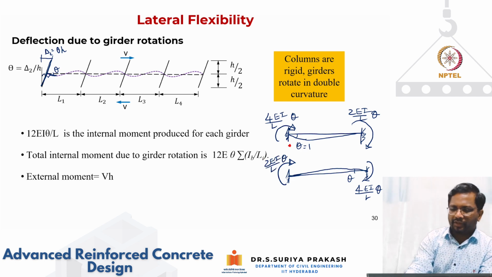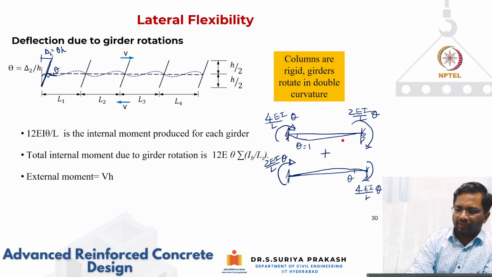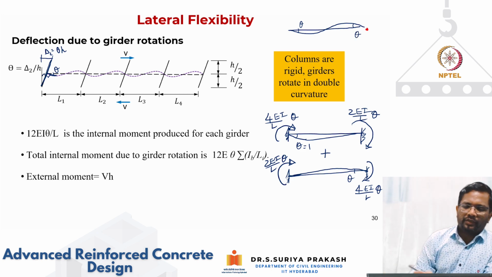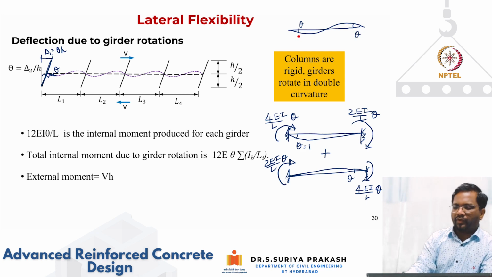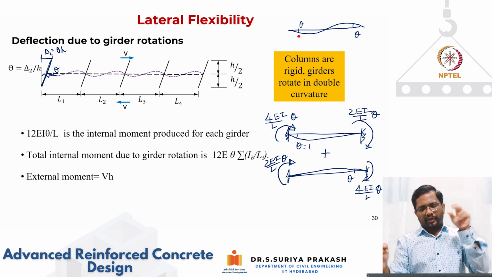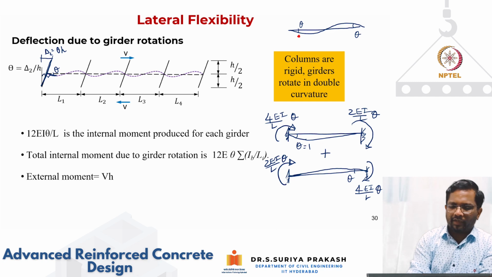Now for this girder, why are we doing this? This plus this, because we want to create this deflection. What is the deflection? We want to create this deflection. So when this plus this becomes this, where you have theta here and you have theta here. So for a particular girder to create a rotation of theta at left and right support, how much moment have I added? 4EI by L into theta plus 2EI by L into theta at one end.